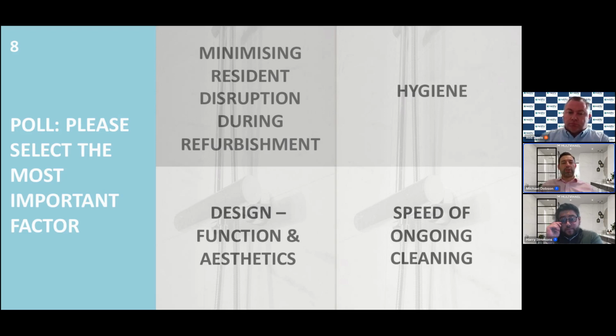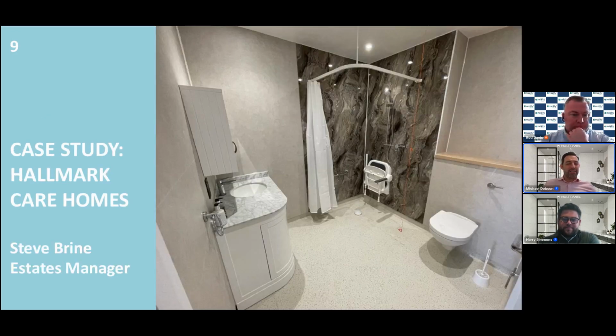I think it's quite a difficult question in that they're all relevant and important, but it is interesting, and I think speaks volumes that's come out the top, in that ongoing hygiene, design, and speed of cleaning are going to be important. And I suppose that's what you would expect from the specification, but actually ensuring the comfort of the resident is at the forefront of it. So thanks for everybody's votes on that. And I'm now going to pass over to Harry to talk through some of these factors through the lens of a case study that was done with Hallmark Care Homes.